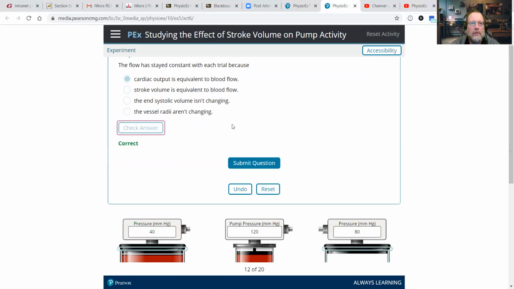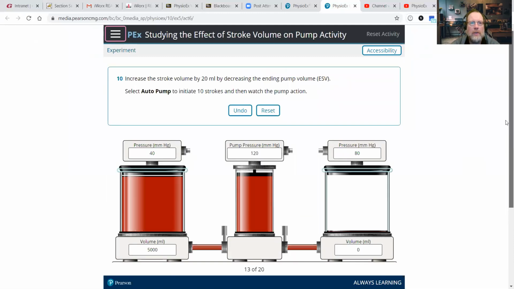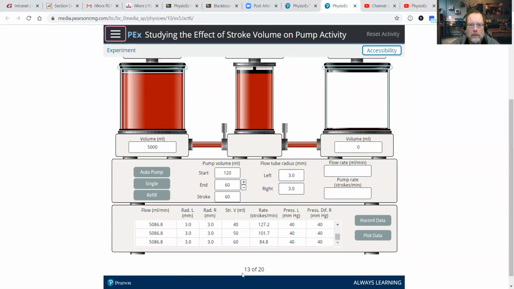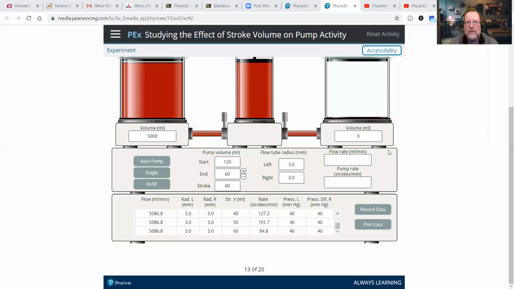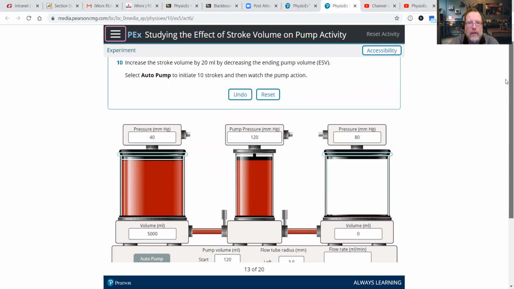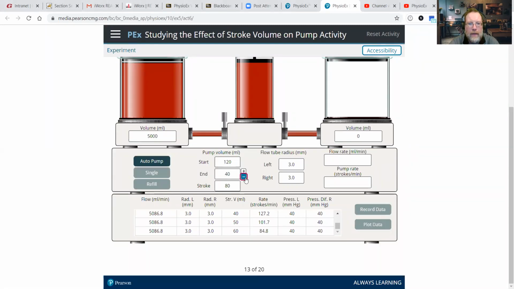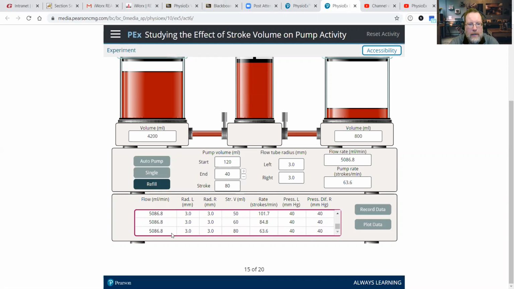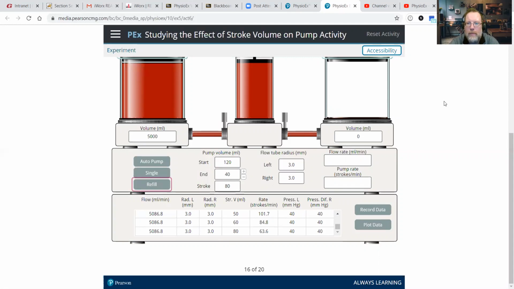Cardiac output is equivalent to blood flow, we know that. Now the next thing it's going to have us do is increase stroke volume by 20. Auto pump. Again, 80, 10 pumps, this should get us to 800. Record data. Again, we're staying at that 5,086 mark with a stroke volume of 80. So 5,086 divided by 80 gives us 63.6. We're now entering pretty close to what would be considered normal.